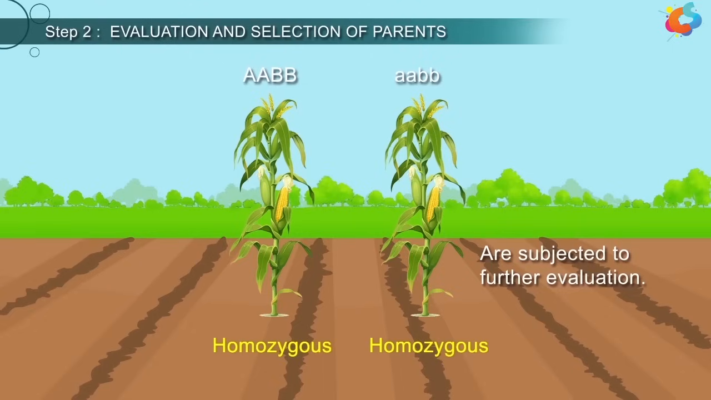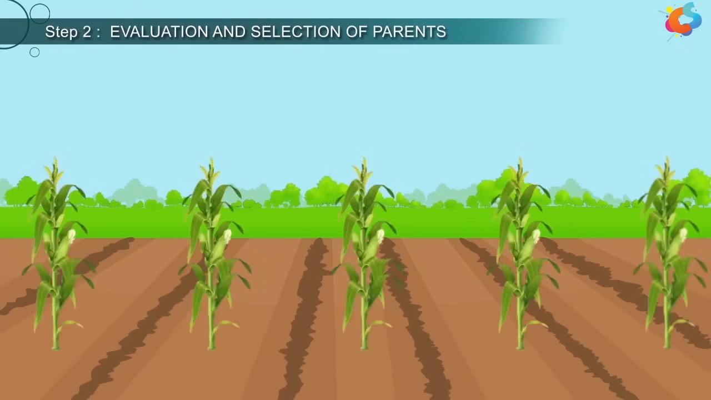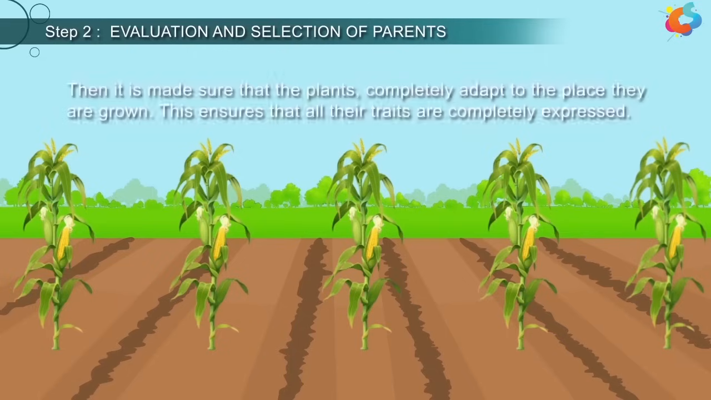Now, let's learn about plant evaluation. First, all the samples are grown in the field under controlled environmental conditions with good protection. Then, it is made sure that the plants completely adapt to the place they are grown. This ensures that all their traits are completely expressed.